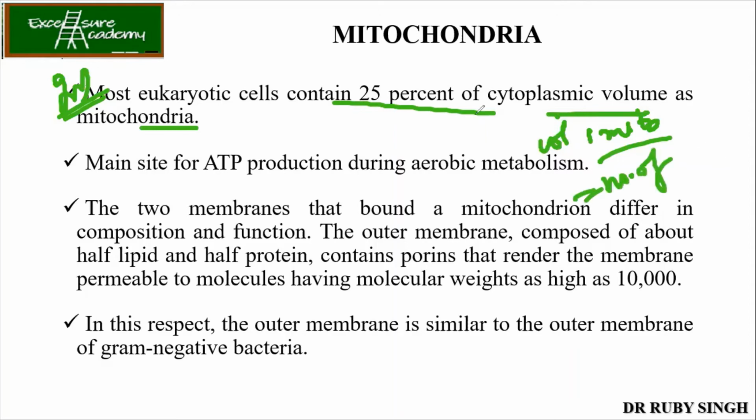But if you remember that it is around 25% of the total cytoplasmic volume, then looking at the options given, you can guess the answer. You don't have to do the calculation. Sometimes people get confused the moment they see the numericals about how exactly to carry them out. If you just remember that it is around 25%, then from the options itself you can guess the answer. Okay, so we know that mitochondria is the main site for ATP production.